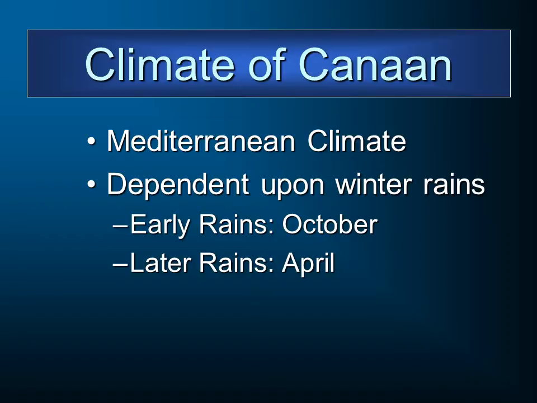But throughout most of the land, you're not going to see any rain in May, June, July, August, September, until the next October. So the climate has winter rains. We call them the early and the later rains, beginning in October, ending finally in April. And then throughout the summer, there's hardly any rain at all.